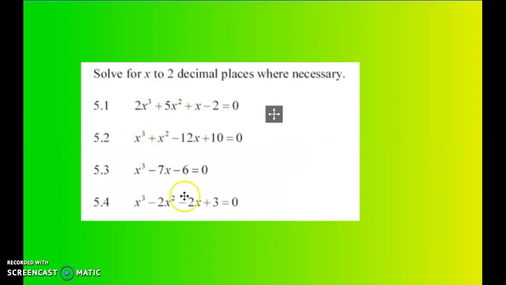In conclusion, you can try to solve these, try to factorize these and see what you come up with.